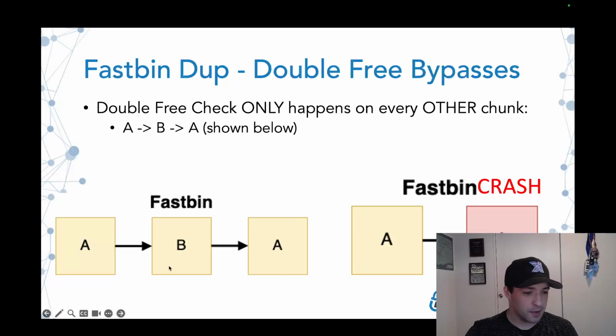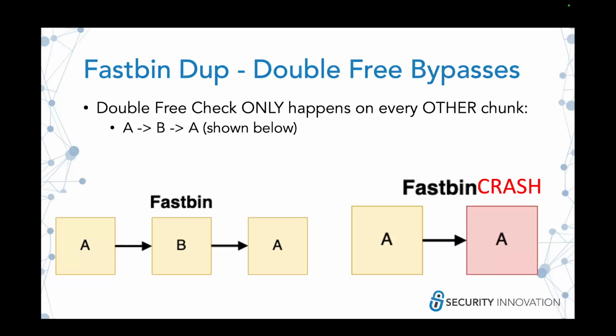However, there are ways to bypass this. I'm going to turn off my camera to show this the best way. The fast bin will only check for the next chunk. So for instance, if I free chunk A and then chunk B and then chunk A, because chunk A is not chunk B, it doesn't work. It can't actually tell that chunk A has been freed more than once. However, with the fast bin, if you free chunk A and then chunk A again, it will crash. So this is called fast bin duping, and it's a fairly common exploitation technique.